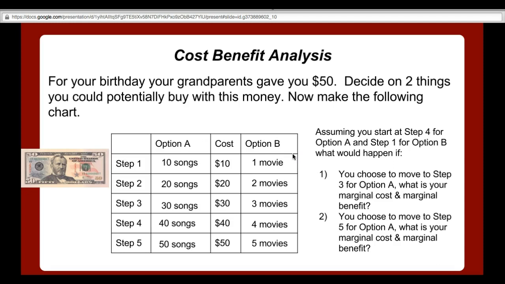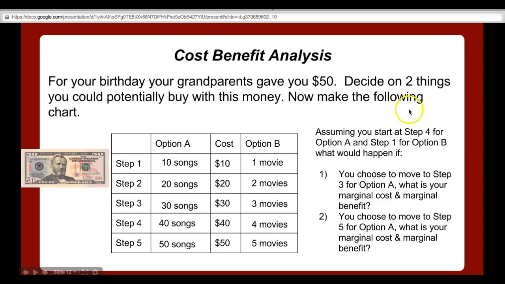Here's the deal though, this is kind of just looking at a decision matrix. It's just looking at all my potential options with just songs and movies. These are the only 2 things I'm getting. So we're going to assume that you are only spending this $50 on songs and movies. We're also assuming you are not saving any of your money. You're spending all 50 bucks.